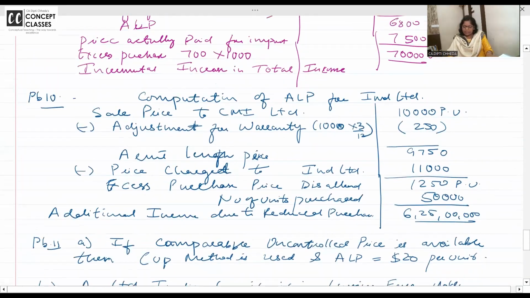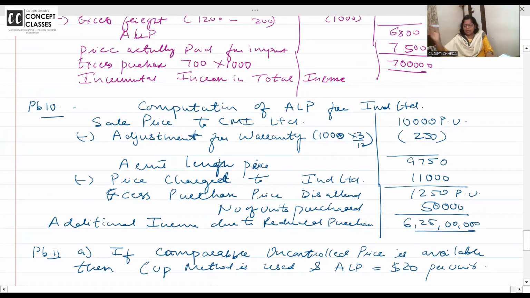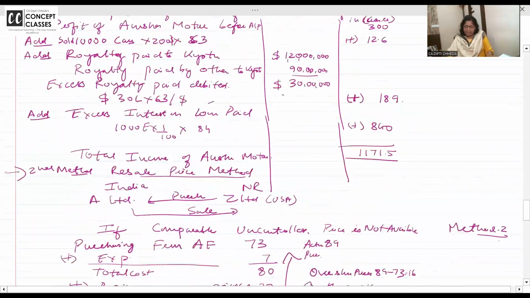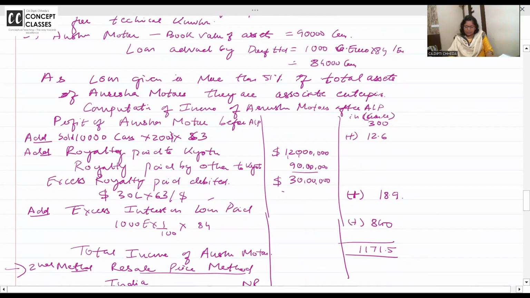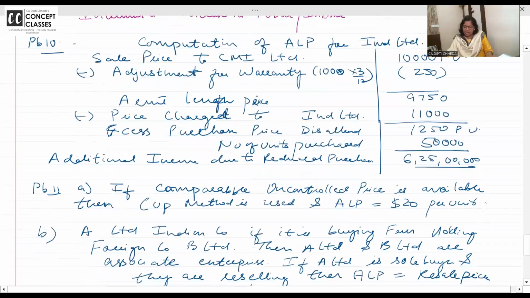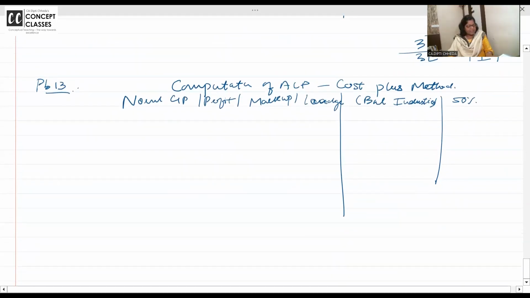This is the third method. ये RSP था. CMI को कितना दे रहे थे? ये कप मेथड का प्रॉब्लम है. तो दूसरों को कितना दे रहे हैं? So always start with the unrelated price. So 50% is my margin with Bal.